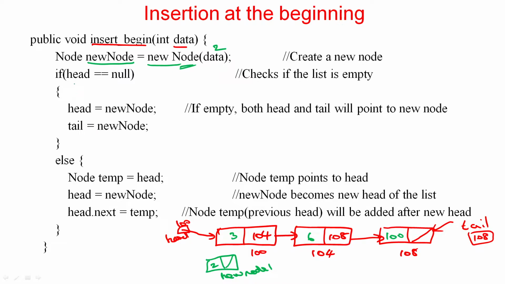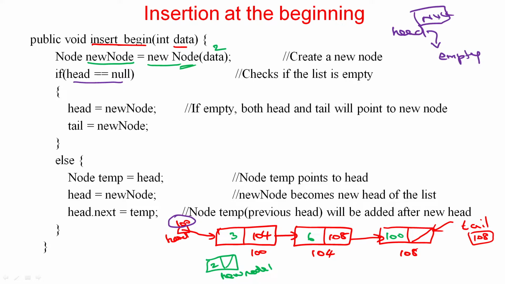Then we are checking whether the given linked list is null or any nodes exist. So initially we are checking whether head equals null or not. Here head is not null. Head is not null, so this portion will not execute. If my list is empty, for example, my head is null. Okay, so the list is empty. My head is null here.